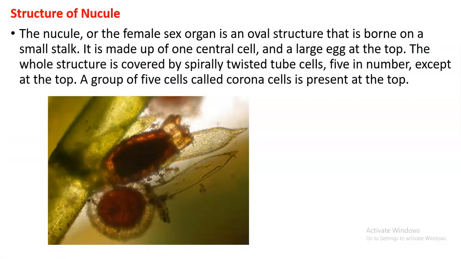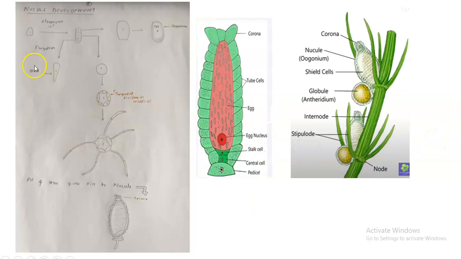Now coming to the nucleus structure. The nucleus is the female sex organ. It has an elongated oval shape with a small stalk. We will see how the nucleus is formed. Similarly, like the globule, there will be one initial cell. It will divide into 2 by transverse division. The basal cell will act like a stalk and will not divide further. The topmost cell will have one division, giving a large egg cell and a small supporting cell.